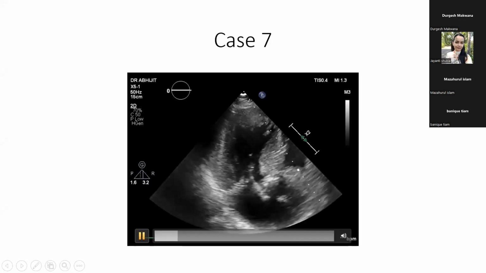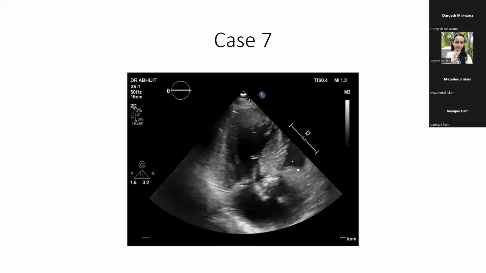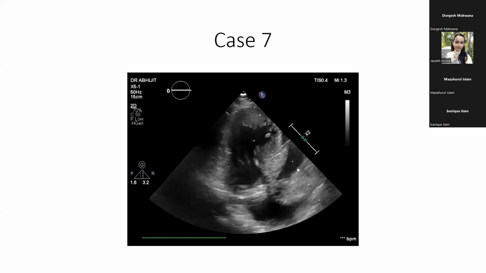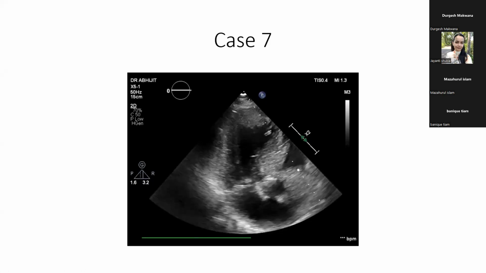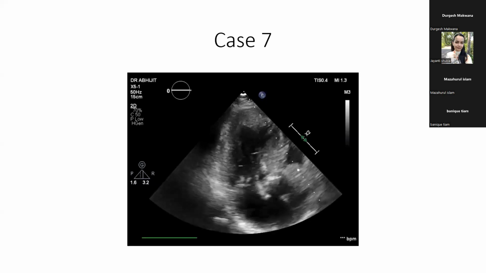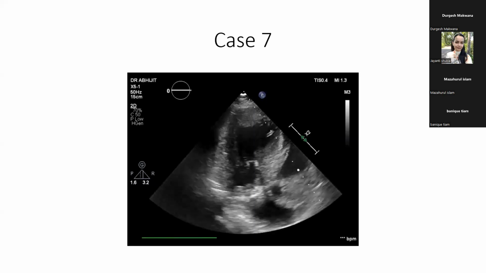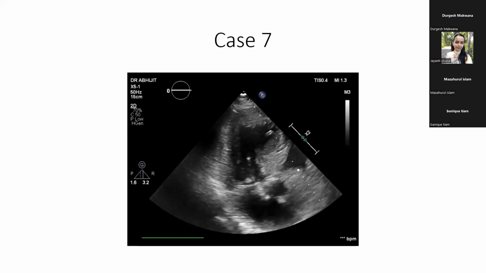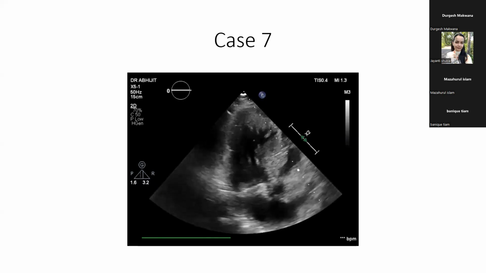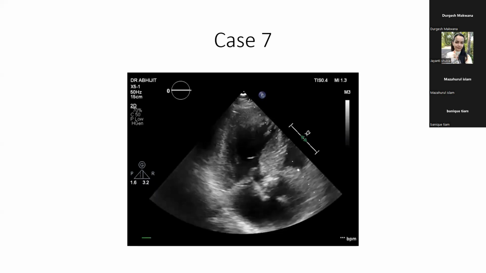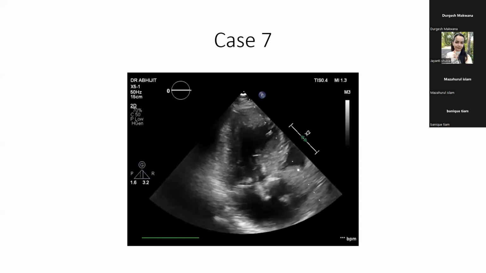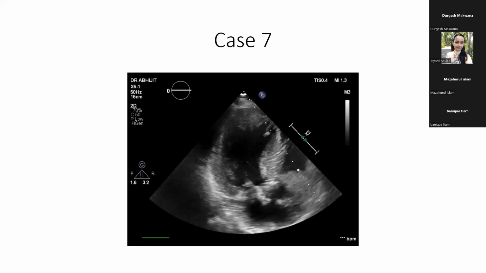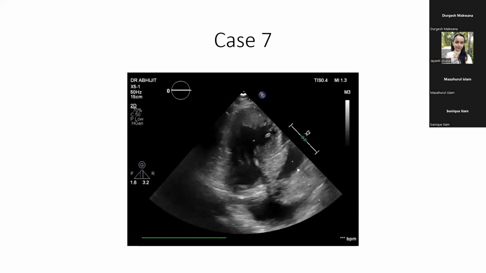Hello, Dr. Hiru. Can you hear me? Yes, sir. What do you find in the aortic valve here? This is the apical 3-chamber view. Aortic valve cusps are thick and calcified. You are absolutely right. Whenever you find a severe calcification of the aortic valve, always think of severe aortic stenosis. More often than not, you will be correct. So how will you assess the severity of aortic stenosis in this patient?